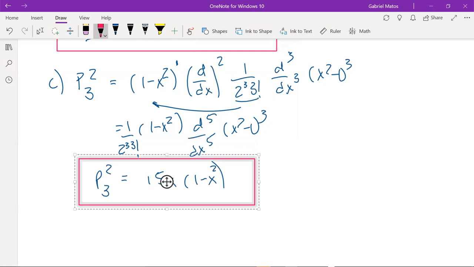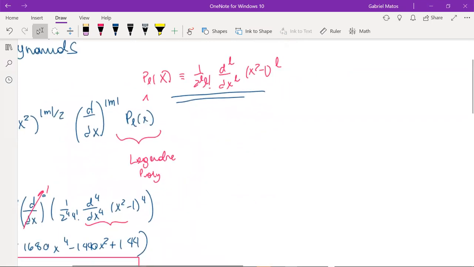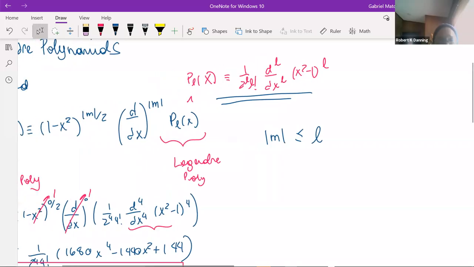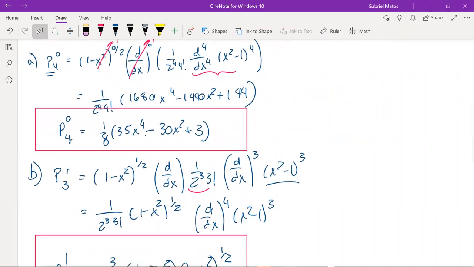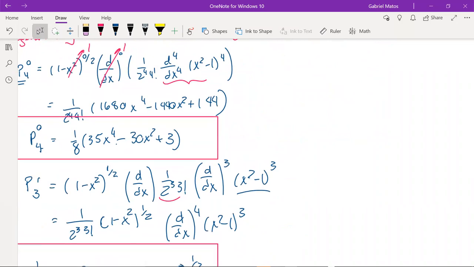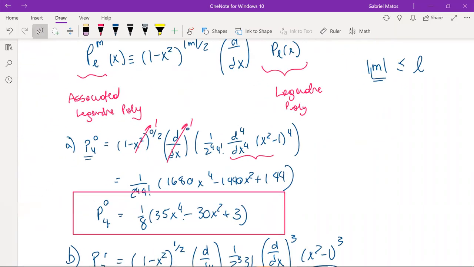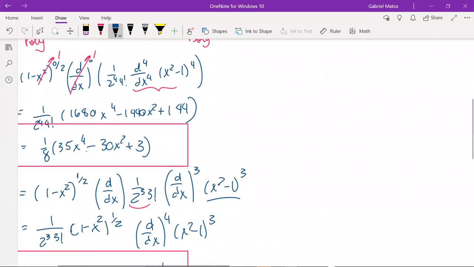In theory, you can plug in, well, not any value, but usually I think the condition for these is that the absolute value of M is less than or equal to L. So if you plug in, for example, P4/0, you can have M values of 1, 2, 3, 4. If you have a P3 something, you can have M equals 0, 1, 2, 3. It's as long as the absolute value of M is less than or equal to the value of L. But in theory, I guess you can plug in any value for L. You can make it absurdly large and you're going to get some really nasty polynomial, but you can, in theory, do it.